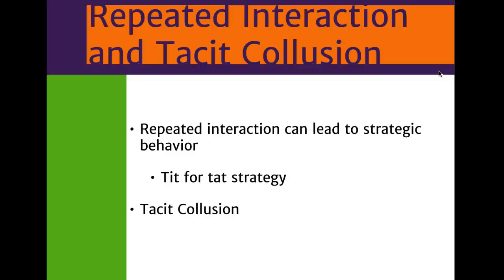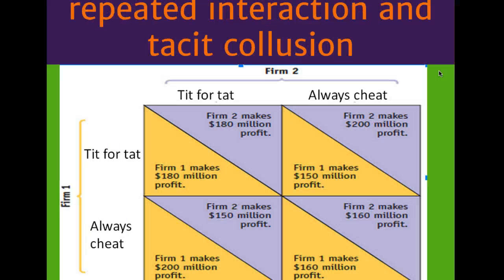Suppose that our two firms expect to be in the lysine business for many years and therefore expect to play the game of cheat versus collude many times. Would they really betray each other time and time again? Let's look at a graph that represents their repeated interactions. So would they betray each other over and over again? Probably not. Suppose that each firm considers two strategies.